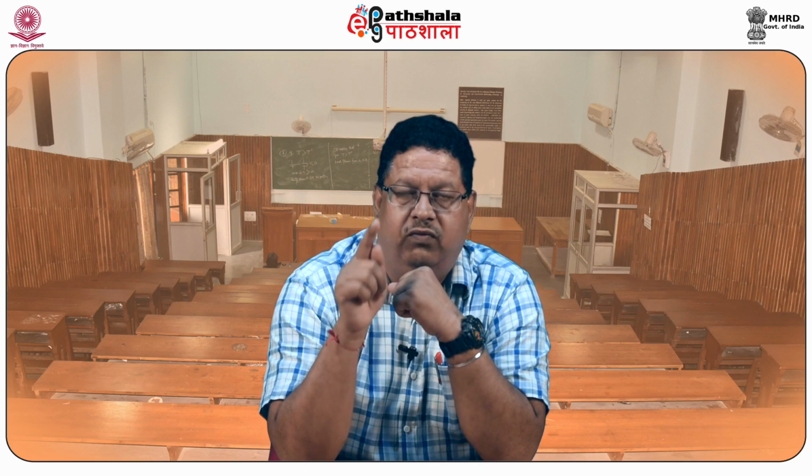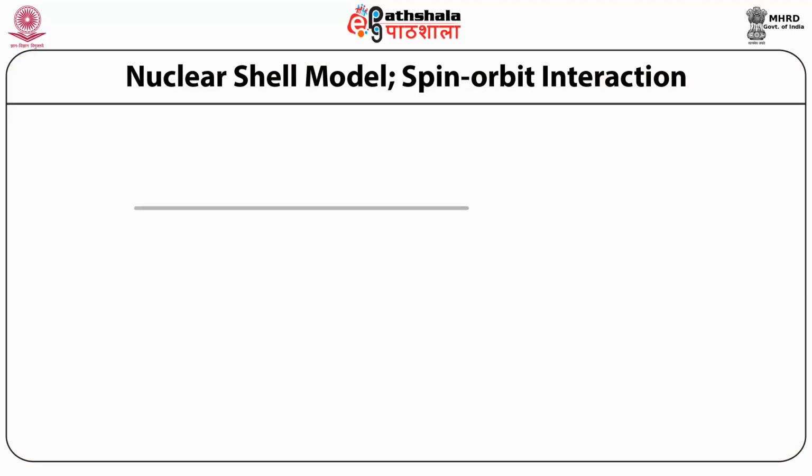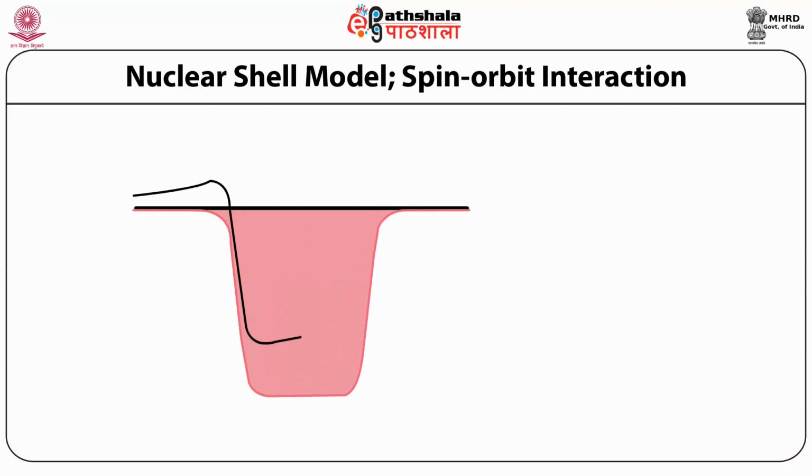The wider well, which is the result of L and S parallel, results in states of lower energy. Without a spin orbit interaction term, the energy of a state does not depend upon the total angular momentum. Nuclear shell model and spin orbit interaction.